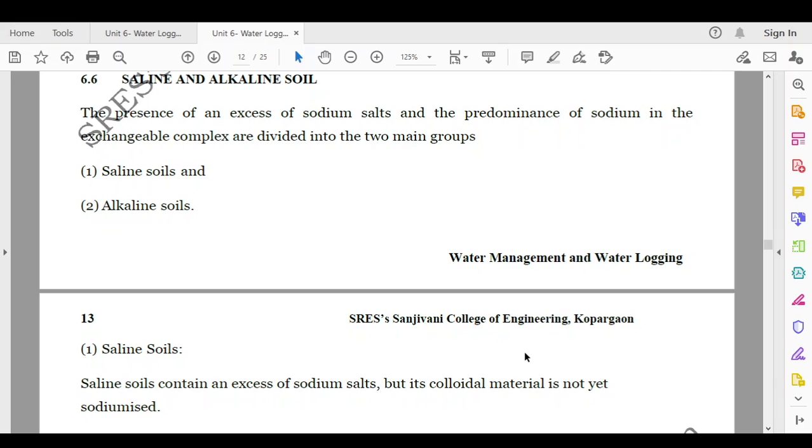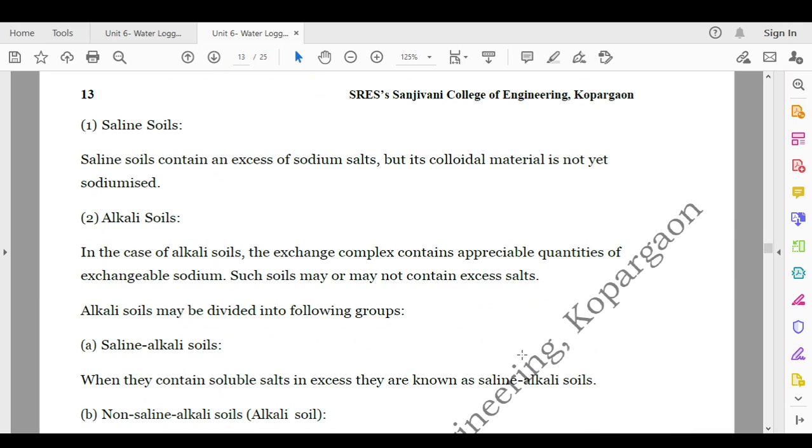The presence of an excess of sodium salts and the predominance of sodium in the exchangeable complex are divided into two main groups. First is the saline soils and second is the alkaline soils. Saline soils contain an excess of sodium salts, but their colloidal material is not yet sodiumized. Second is the alkali soils. In the case of alkali soils, the exchange complex contains appreciable quantities of exchangeable sodium. Such soils may or may not contain excess salts.